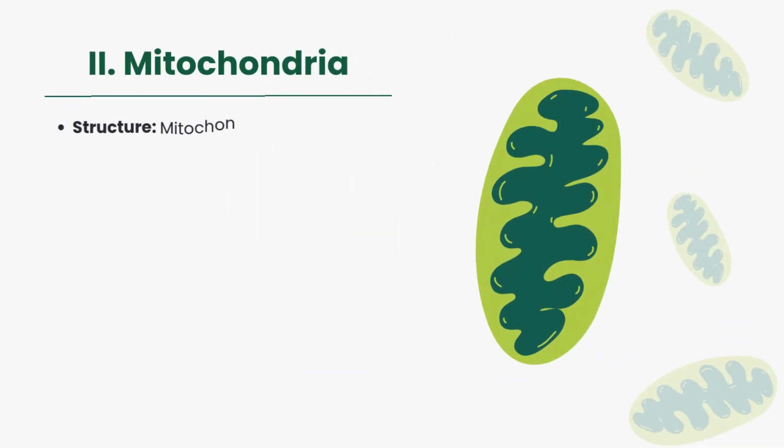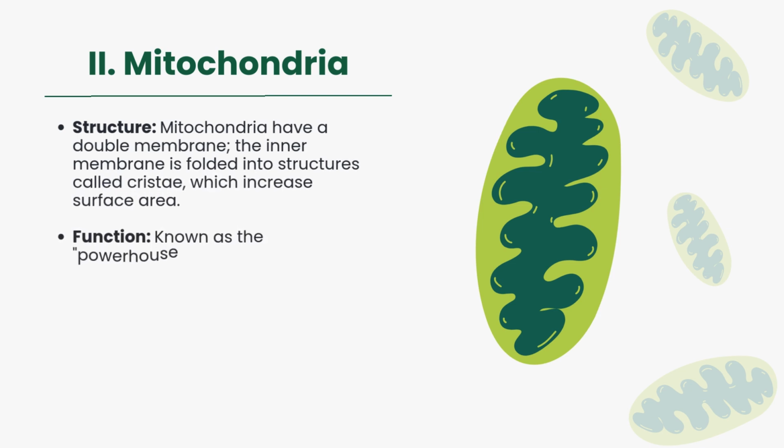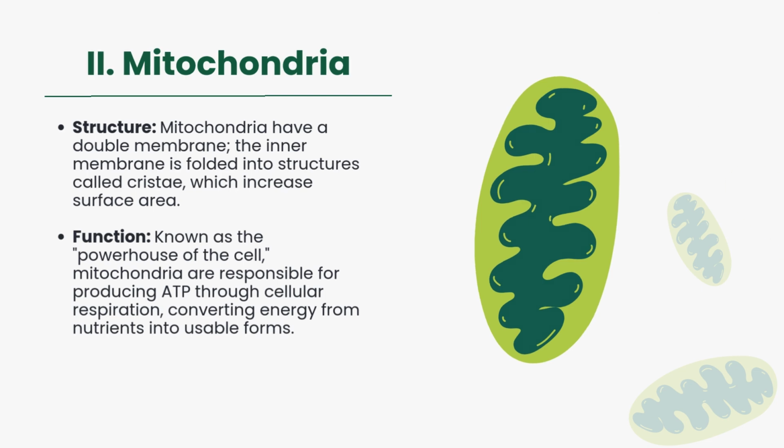Number 2. The mitochondria. It has a double membrane. The inner membrane is folded into structures called cristae, which increase surface area. The function? Since it's known as the powerhouse of the cell, it's responsible for producing ATP through cellular respiration, converting energy from nutrients into usable forms. We'll mention the mitochondria again when we start explaining respiration in detail.